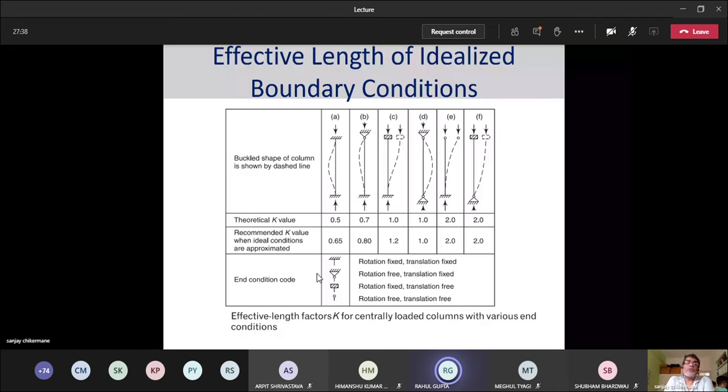So the slide didn't change. Oh, it didn't change, is it? Has it still changed? It's still showing effective length. Okay, fantastic. Let me share it again.